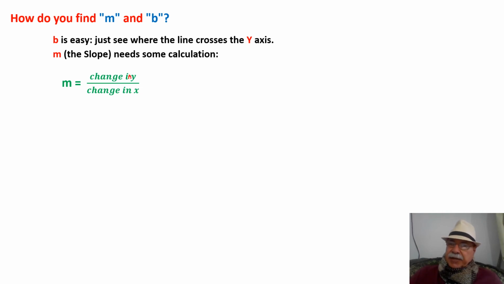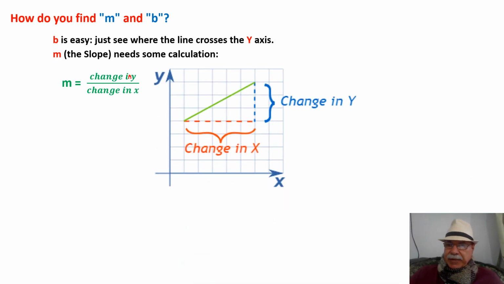Change in Y and change in X. The difference between these values is equal to M. The difference between the two values, this Y and this X, the change in X and the change in Y, gives me the M.